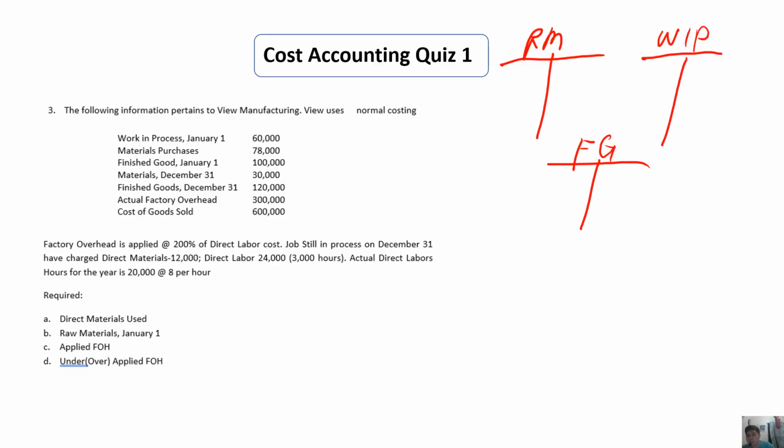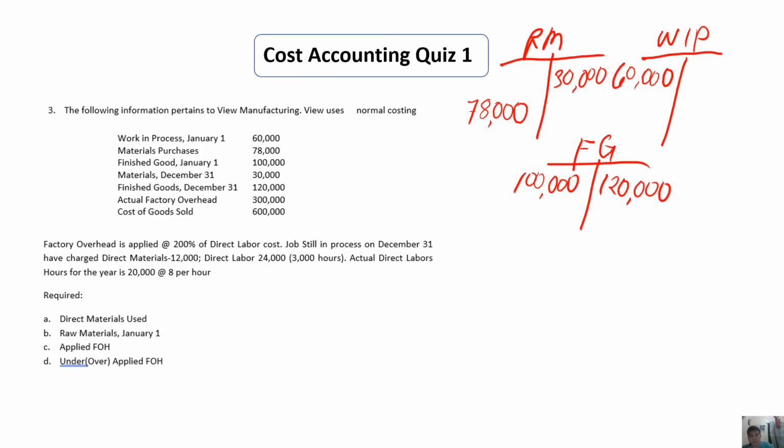It says the work in process beginning, January 1, is 60,000 pesos. Materials purchased, 78,000 pesos under raw materials. Finished goods January, which is 100,000 pesos, so we put 100,000 pesos here. Materials December 31, which is raw materials ending, amounting to 30,000 pesos. Then we also have finished goods ending, 120,000 pesos.